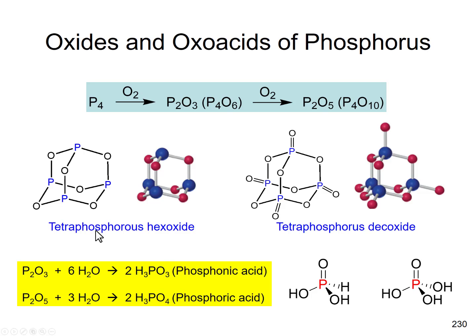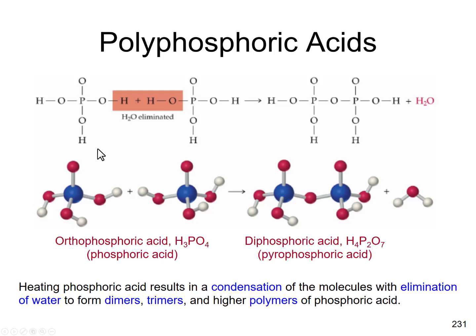These are the anhydrides of acids, and so if you treat P2O3 with 6 equivalents of water, you obtain phosphonic acid. If you treat P2O5 with water, then you get phosphoric acid, whose structures are depicted here. Phosphoric acid can also be condensed into polyphosphoric acid, and that happens through elimination of water molecules. So 2 orthophosphoric acid molecules, which is the typical phosphoric acid, can eliminate water to form diphosphoric acid of the formula H4P2O7, which is also called pyrophosphoric acid.